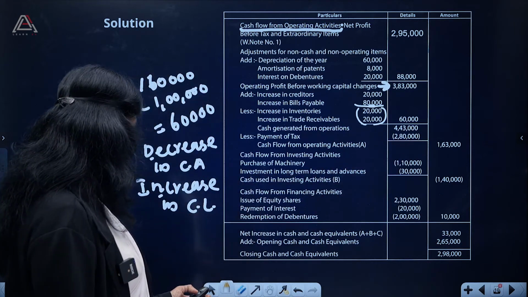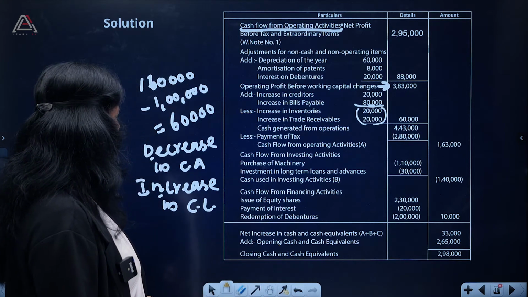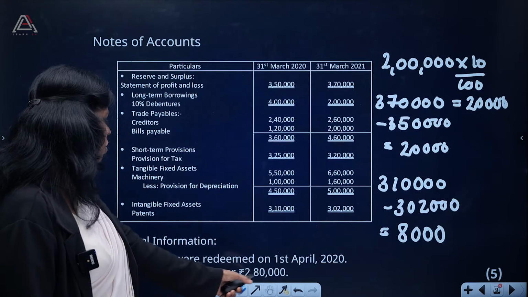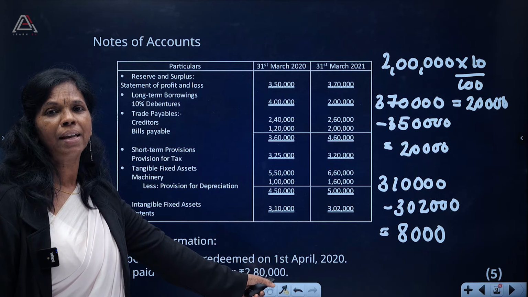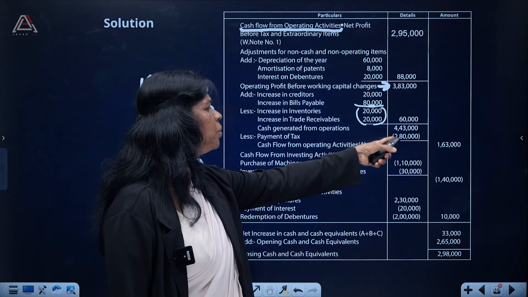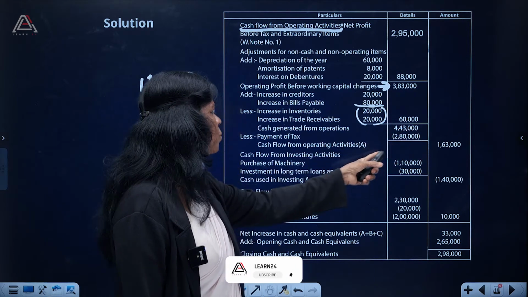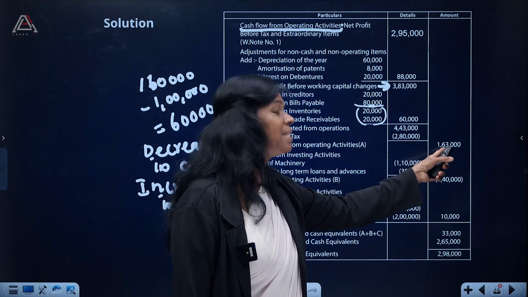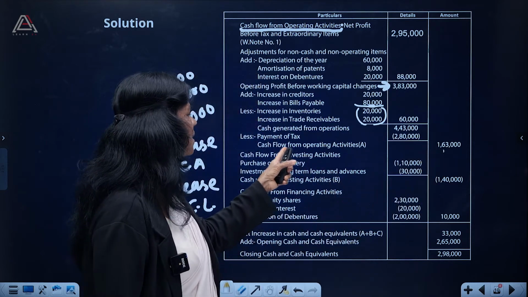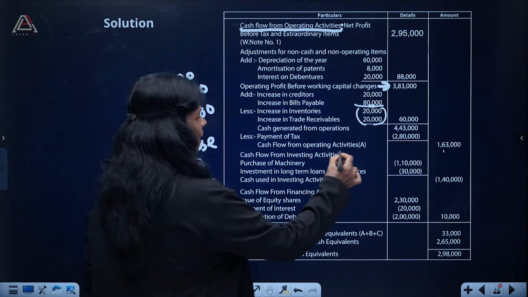Tax paid during the year is 2,80,000. It is given in the additional information. See, tax paid during the year 2,80,000. This 2,80,000 we have to deduct from 4,43,000. So we got 1,63,000. This is cash flow from operating activity, first category.